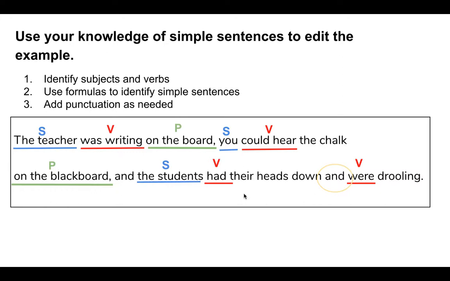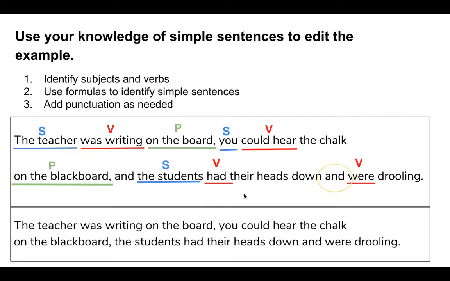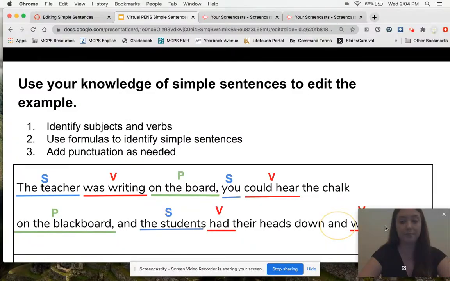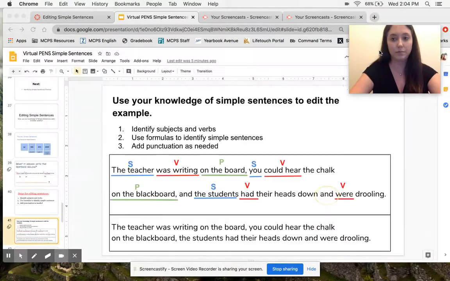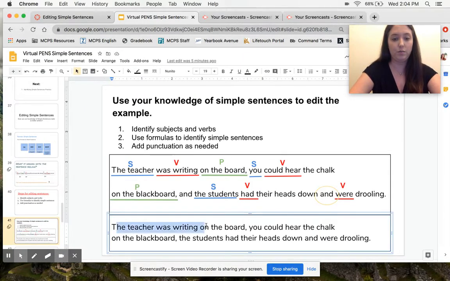Okay, so what we're going to do next is we're going to copy and paste the sentence into our box. And we're going to make some corrections. So how many simple sentences should we have? Well, we have SV, SV, SVV. So it looks like we have 3 subject verb pairs. The teacher was writing on the board. This should be a period.